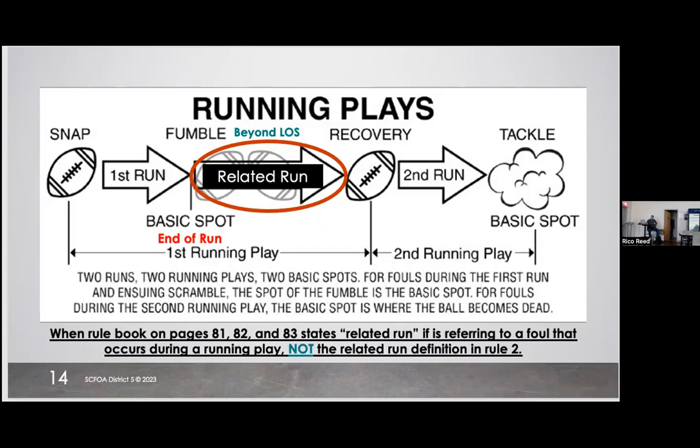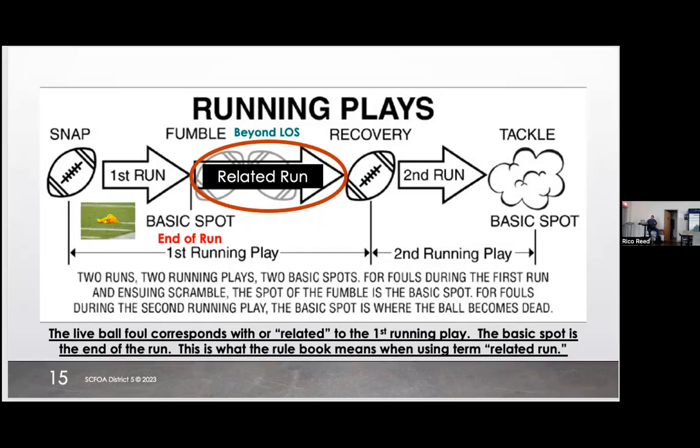Let me show you what I'm talking about. Snap, first run, fumble beyond the line of scrimmage. So the basic spot is the end of the run, and then recovery. A foul occurs during this running play. Okay, it can be before. So it can be, let's say I'm grabbed by the face mask and then I fumble.